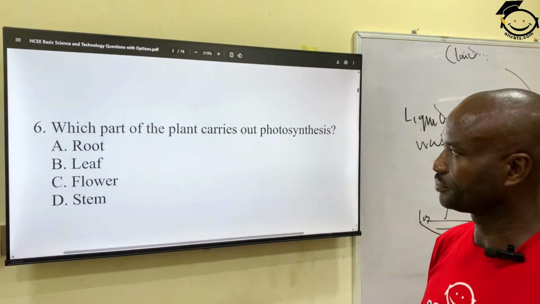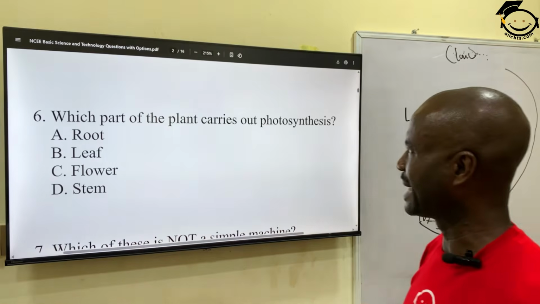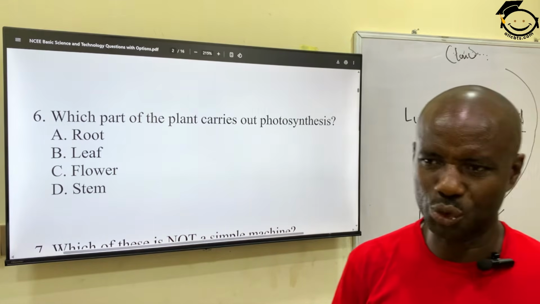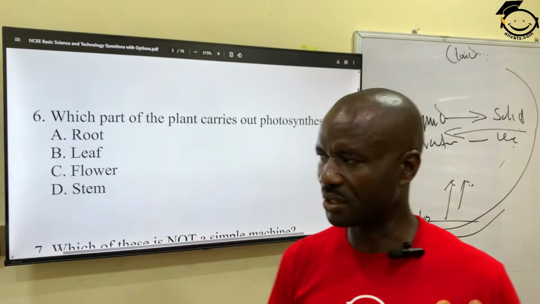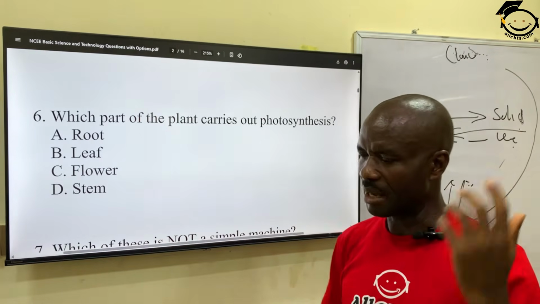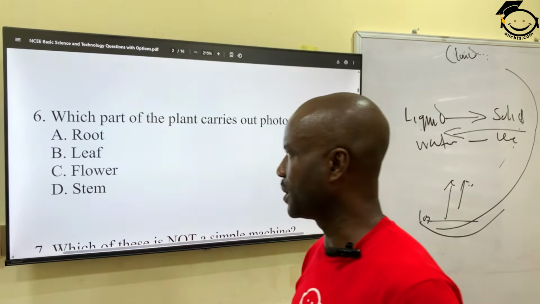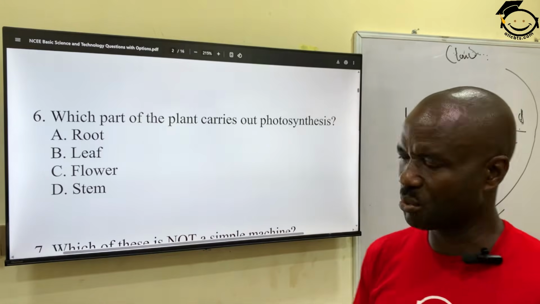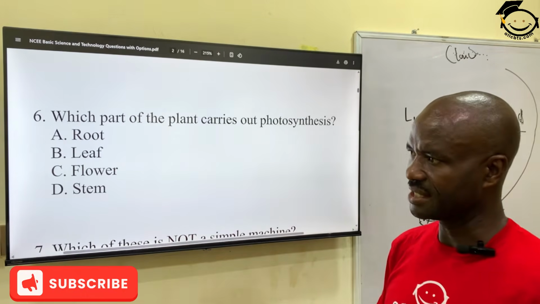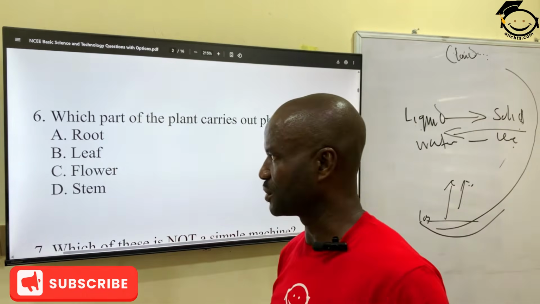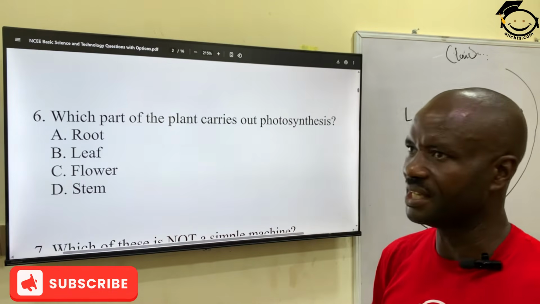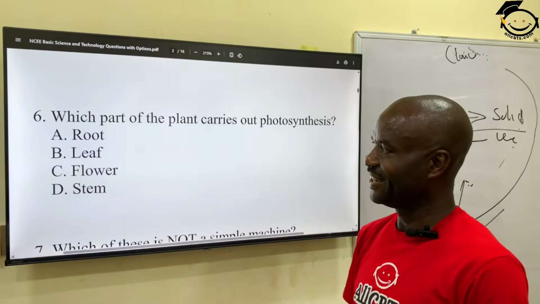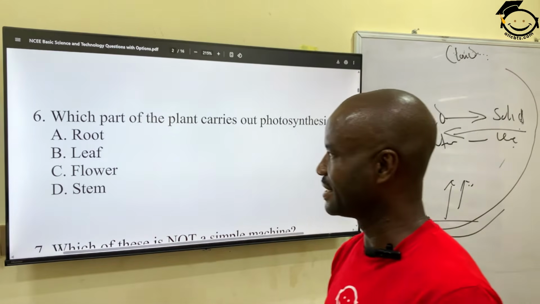Question 6. Which part of the plant carries out photosynthesis? Photosynthesis is simply the manufacture of sugar through the combination of sunlight, water, carbon dioxide, and so on and so forth. So which of them? A, roots. Roots is not exposed to sunlight. Neither is it having any characteristics of green nature. So it's not. Leaf. The leaf is the green part of the plant.